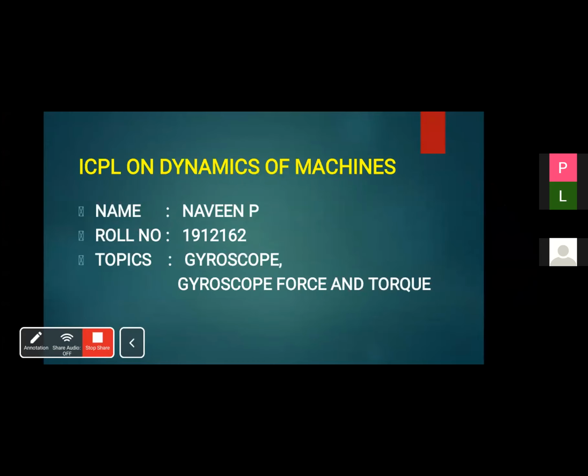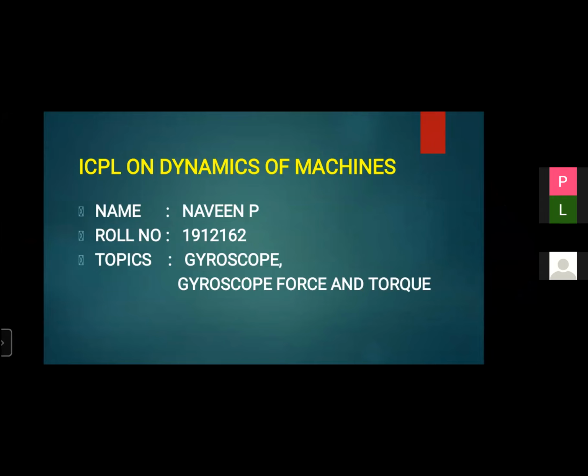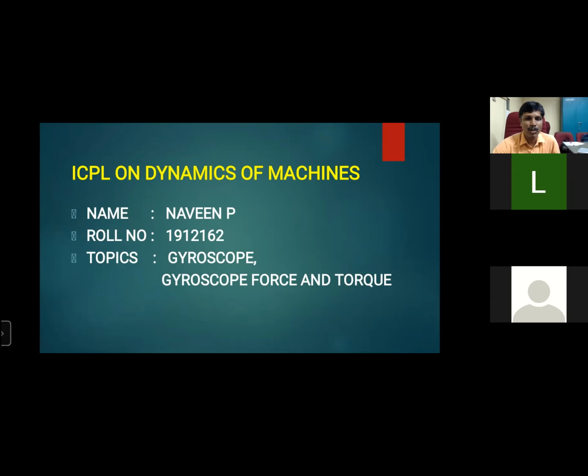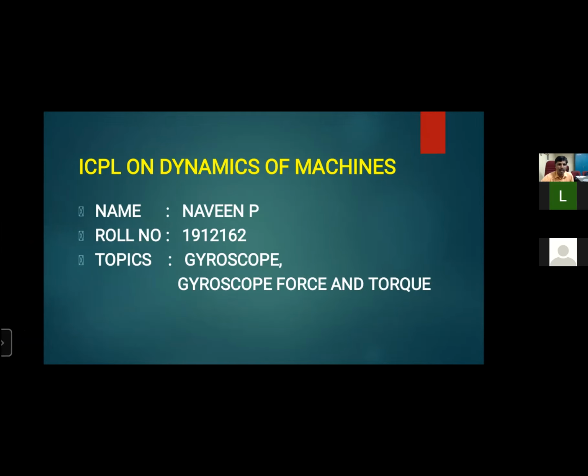Okay. So screen is visible. Yes, visible, Naveen. I am having my technical champion Naveen along with me. He is going to present the topic gyroscope force and gyroscope torque. Now you can proceed, Naveen.